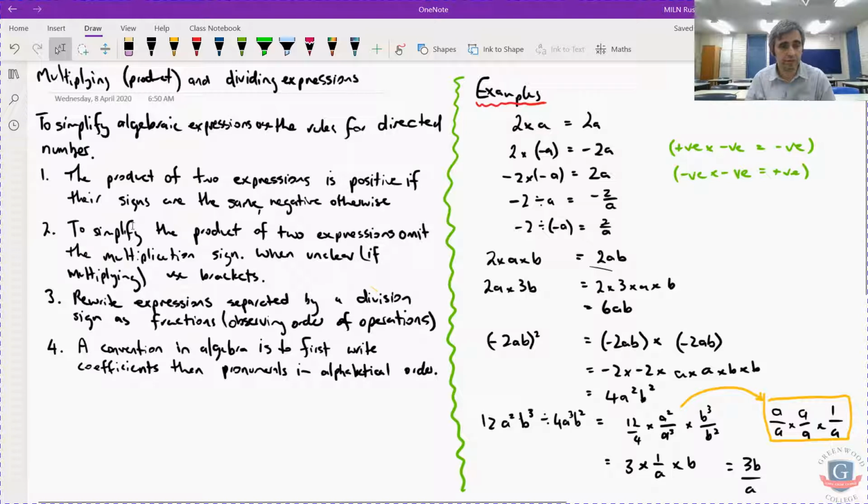Now, when we're writing expressions with multiplication signs, typically we just remove them because we don't need them in algebra. But if it's unclear, use a bracket. So over here we've got 2 times a. We write that as 2a. Over here we've got 2 times negative a. Now, if we hadn't put the bracket, it would have been unclear whether we were multiplying and then subtracting or doing something strange. So by putting the bracket there, it's quite clear. It's 2 multiplied by negative a, and 2 times negative a would be negative 2a.